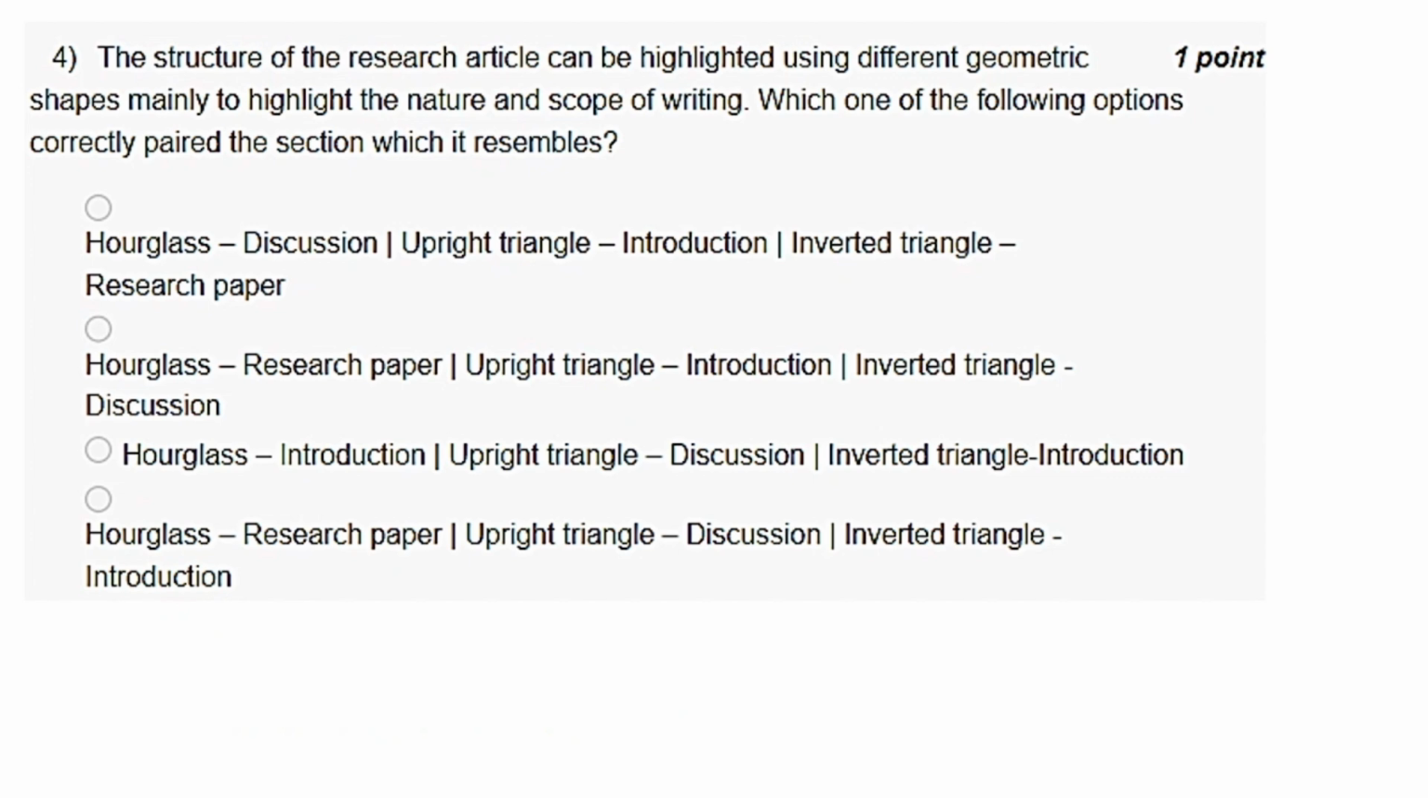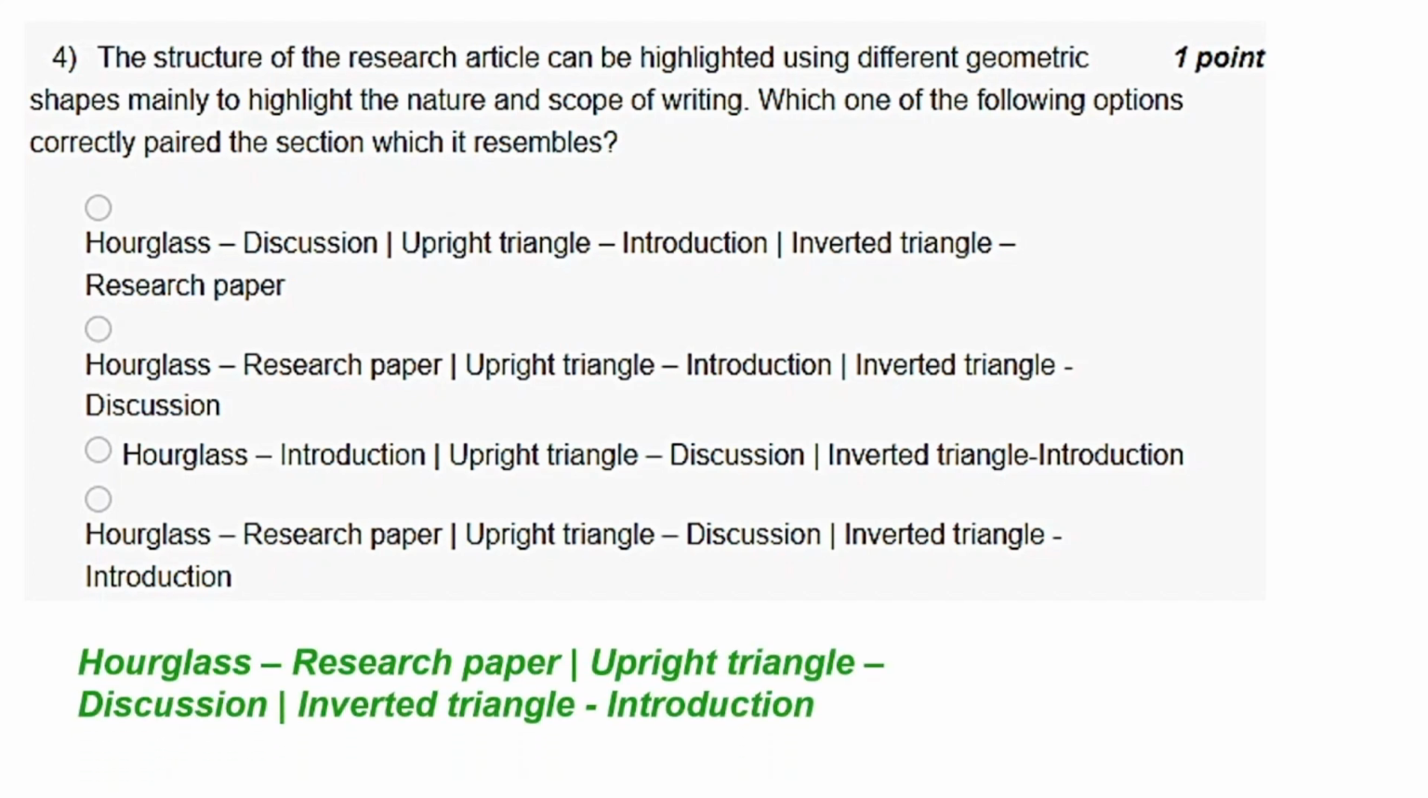The structure of the research article can be highlighted using different geometric shapes, mainly to highlight the nature and scope of writing. Which one of the following options correctly pairs the section with the shape it resembles? So I just talked about the hourglass. There's an upright triangle, an inverted triangle. Anybody who would like to take this and try? Okay, I'll go. Can you explain this, Ashi?